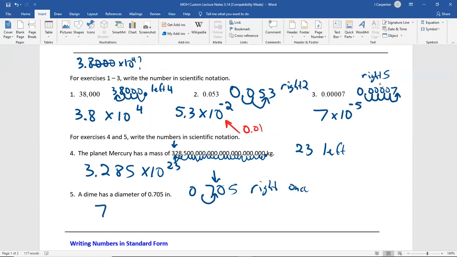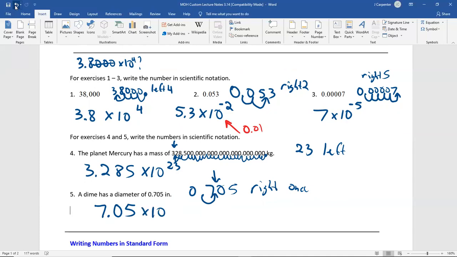So we'll write 7 point. Now you might say, oh, we don't need zeros. Let's just write 7.5. No, that's wrong. You don't need to write leading zeros. You don't need to write trailing zeros. So trailing zeros were the zeros from number 1. Leading zeros were the zeros from number 2 and 3. This 0 is sandwiched between two what we call significant figures. You have to write that. Otherwise, you're changing the value.